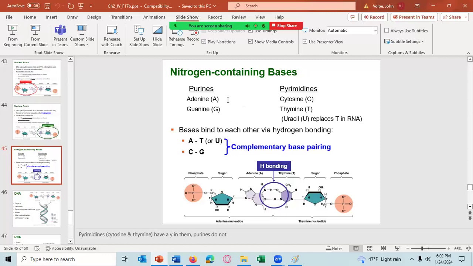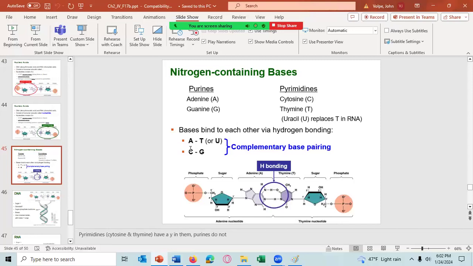Now, the bases of one strand of DNA bind to the second strand of DNA. And that binding happens by hydrogen bonding. An A and a T are complementary, so they will hydrogen bond with each other. So A will bind with T and T will bind with A. At least we're talking about DNA. I'll talk about RNA in a minute.